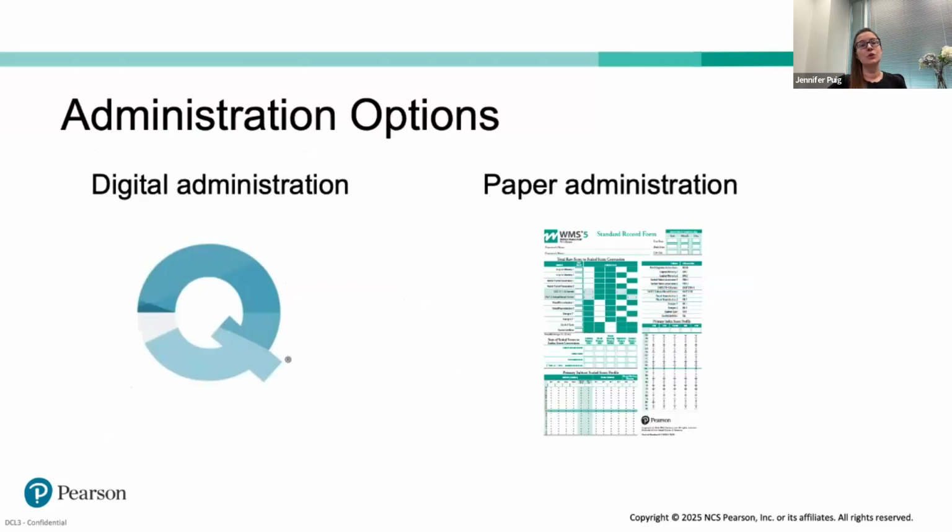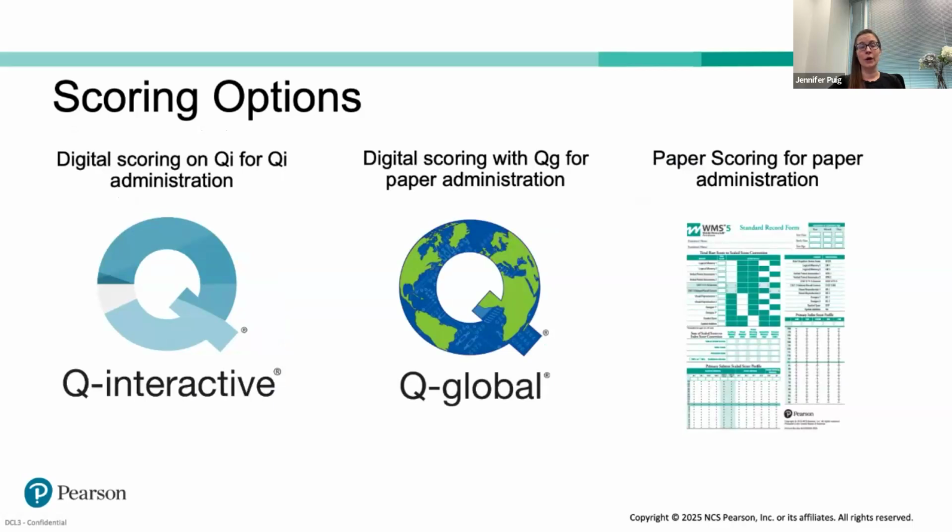The WMS 5 has 2 administration options. There's a digital administration option through the Q Interactive platform and a paper pencil administration. We have several scoring options for the 2 administration options. If you administer the assessment through Q Interactive, scoring and reporting is completed digitally. There are some subtests that you need to score yourself, but there are other subtests that are scored automatically. And then at the end of the assessment, a report is compiled.